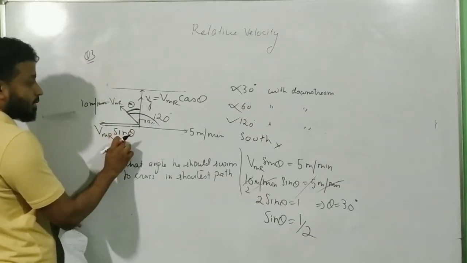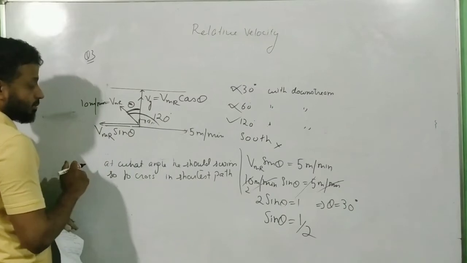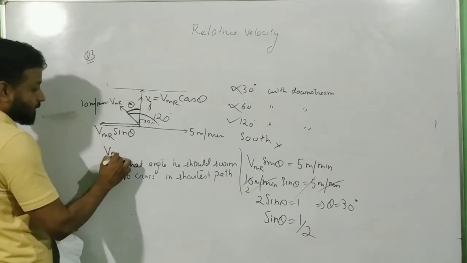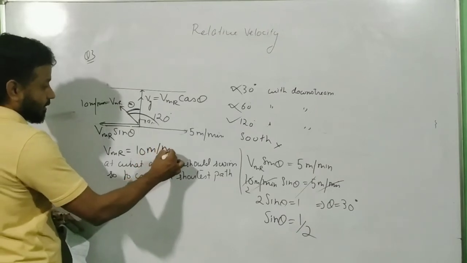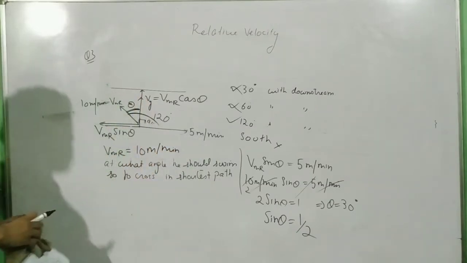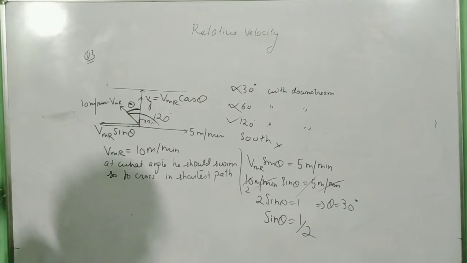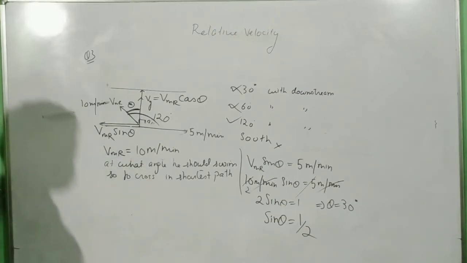Okay. So this VMR sin theta must balance the 5 meter per minute. And as per the question, the VMR was given to you as 10 meter per minute. And the question was at what angle we should swim to cross in shortest path. Okay. So this is how we do.